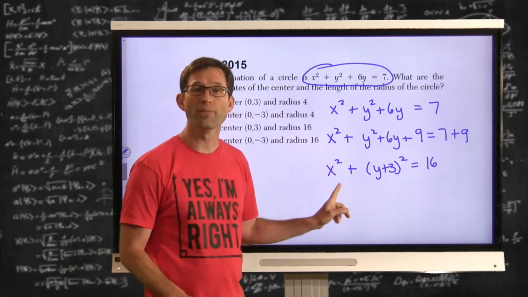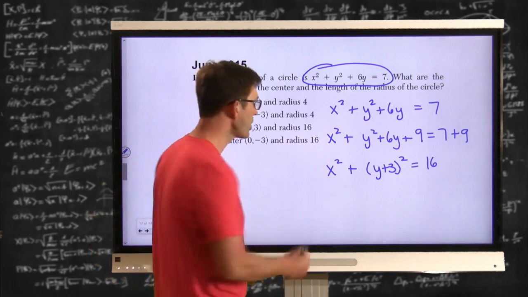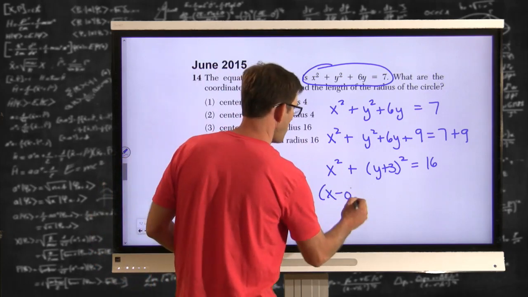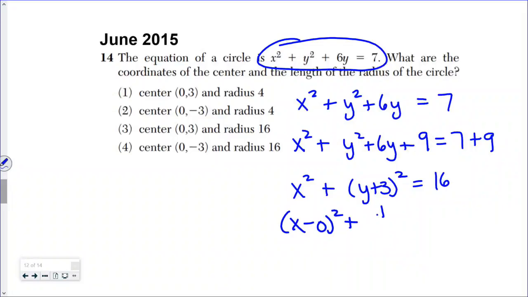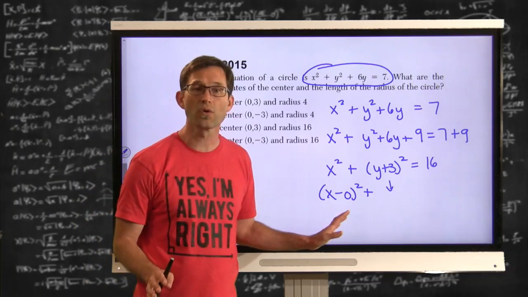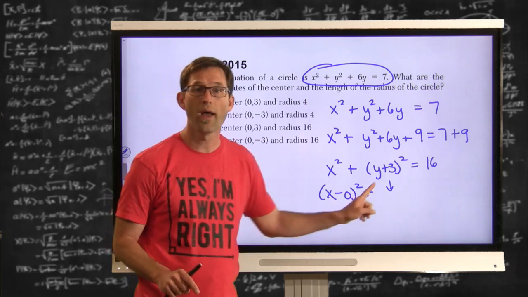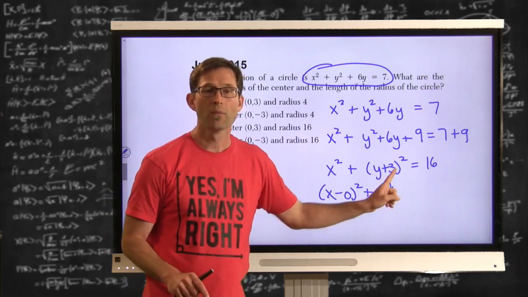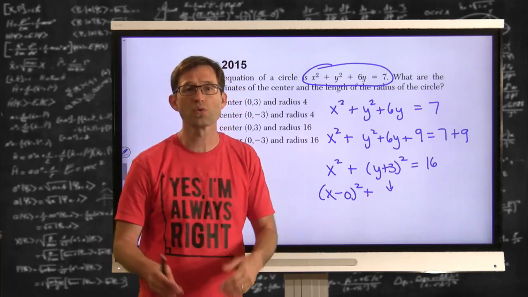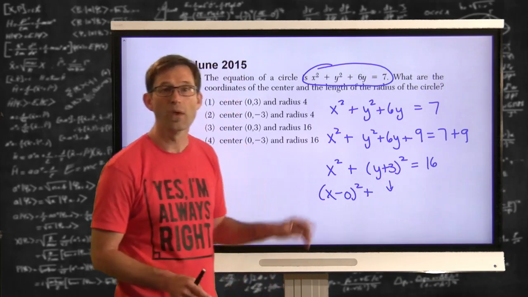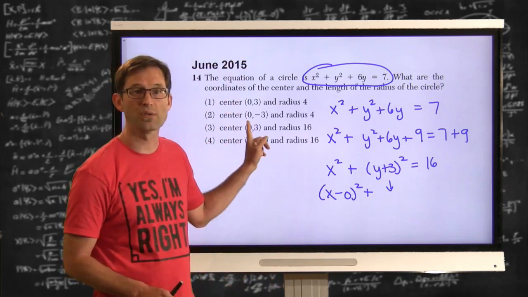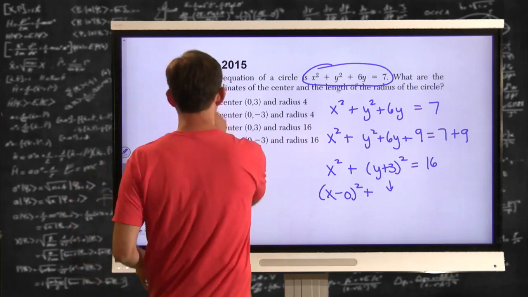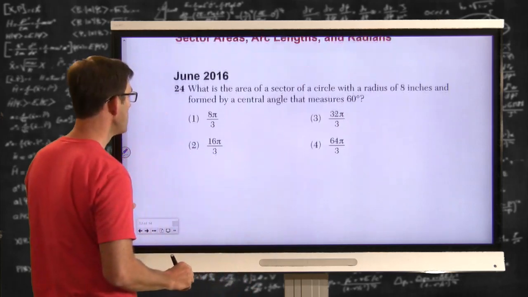Okay, here's the key. Really, this x squared can be thought of as x minus 0 squared. I'm not going to rewrite that down just to save time, but that means that the center is at 0, negative 3. Remember, it's always the opposite. If it's y plus 3, then the center is at negative 3. So our correct answer, choice 2, the center is at 0, negative 3, with a radius of 4.